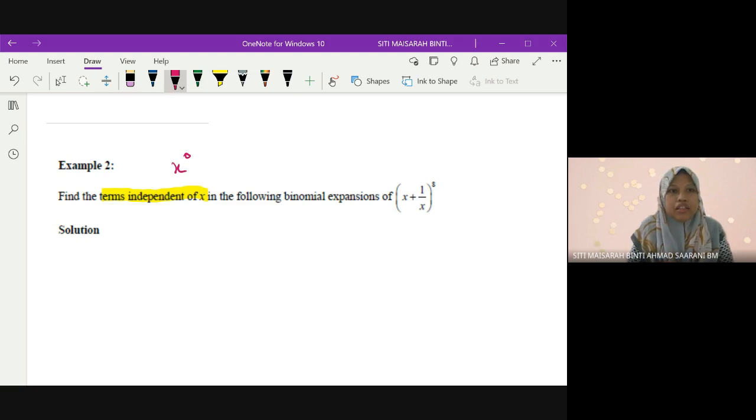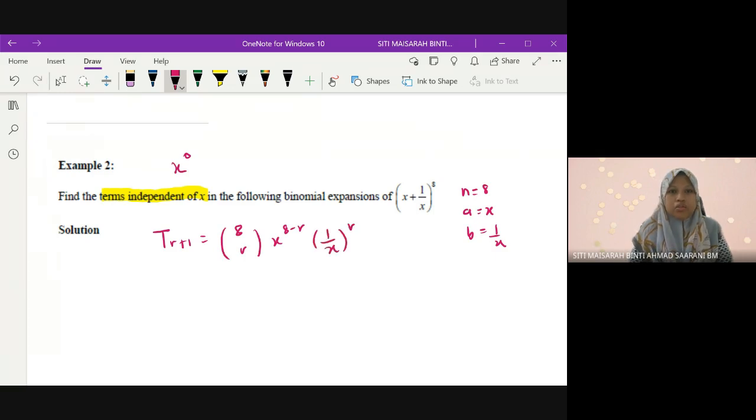Dia tak ada x something, x power something tak ada. Okay. So, jadi kalau kita punya formula T r plus 1, and our n is 8, our a is x, our b is 1 over x. So then this one is become 8Cr, x power 8 minus r, 1 over x power r.